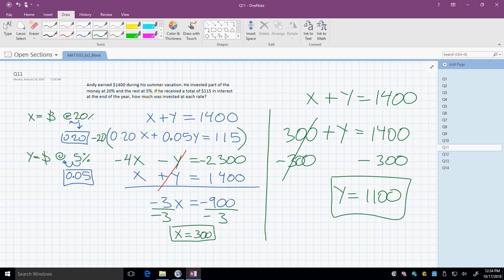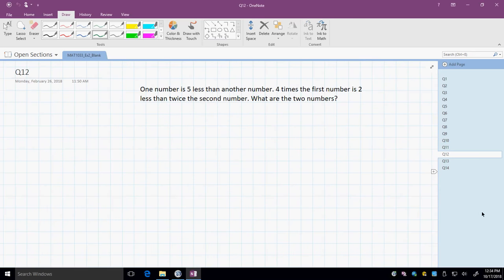Good? Number 12. One number is 5 less than another number. 4 times the first number is 2 less than twice the second number. What are the two numbers?